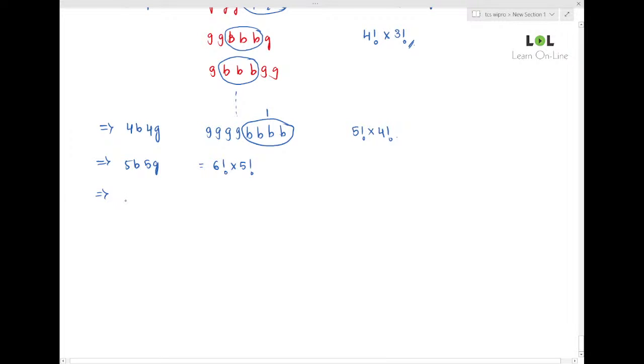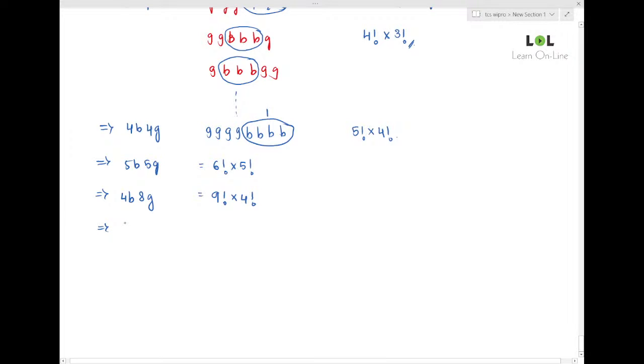Suppose if I tell 4 boys, 8 girls, what happens? Consider all boys as 1 unit and 8 units of girls. 8 plus 1, 9. 1 unit of boys and 8 units of girls. 9 units, 9 factorial. Still we have to rearrange boys. 4 boys of 4 factorial ways.